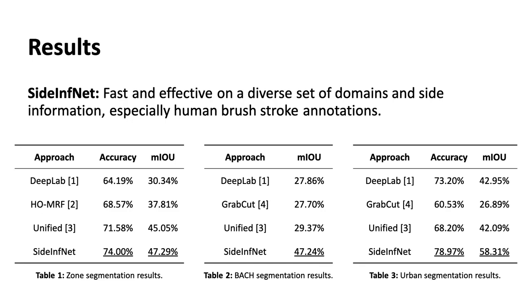In addition, SideInfNet is also significantly faster than previous semi-automatic semantic segmentation models, especially for high-resolution images. For more details on speed, we refer viewers to our paper's supplementary material.